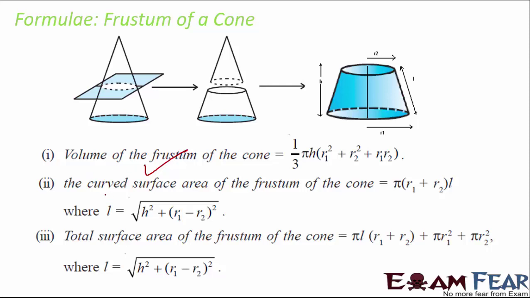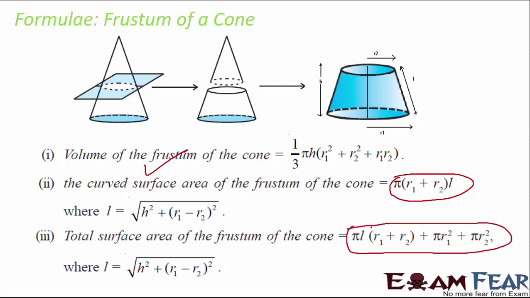Now, the curved surface area of the frustum of a cone is given by pi (r1 plus r2) into L. Total surface area is given by pi L (r1 plus r2) plus pi r1 square plus pi r2 square. So everywhere you see that in case of a frustum, there is no single radius but two radii r1 and r2 which are involved. But you do get questions related to frustum of a cone, so please pay attention. So here I have just given you the formulae for a quick recap, but I'm sure you must be knowing the concepts behind the formula. How do we get them? And please do practice a few questions based on this concept.